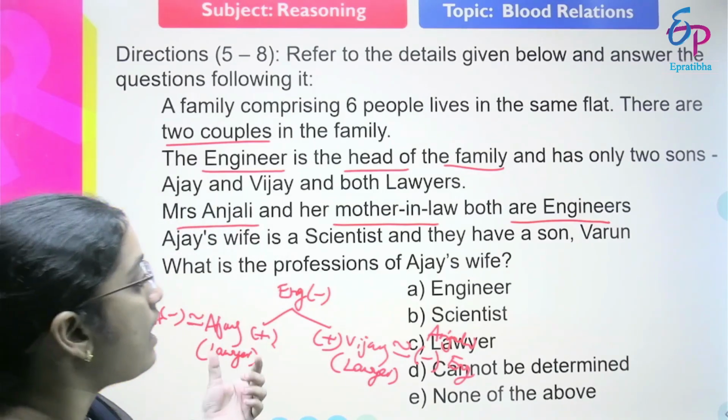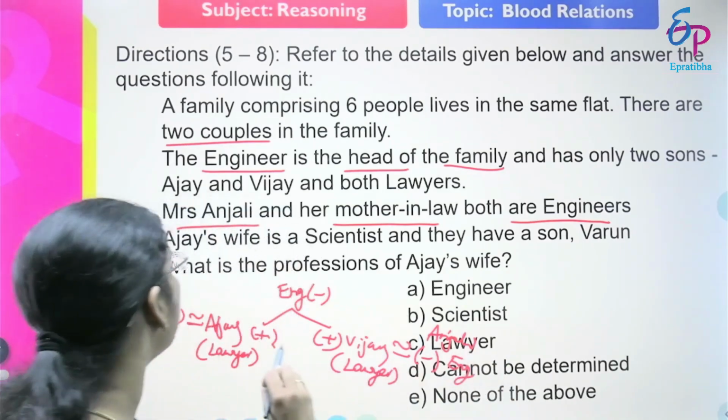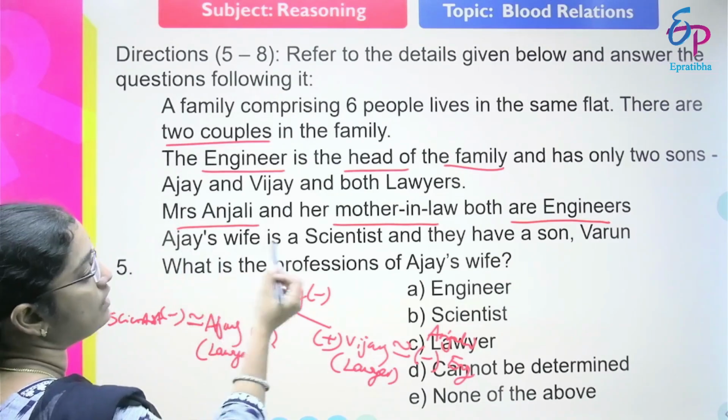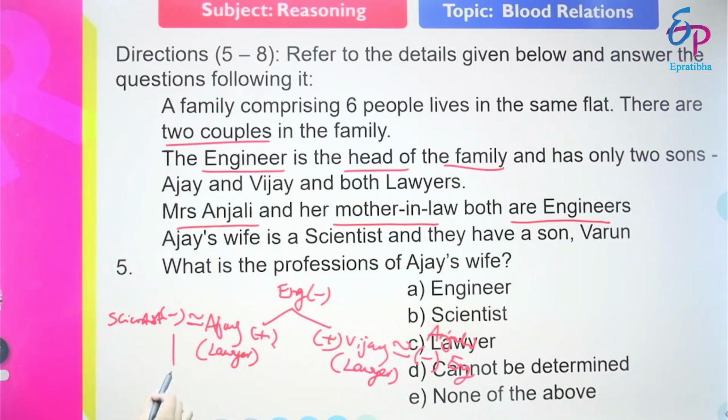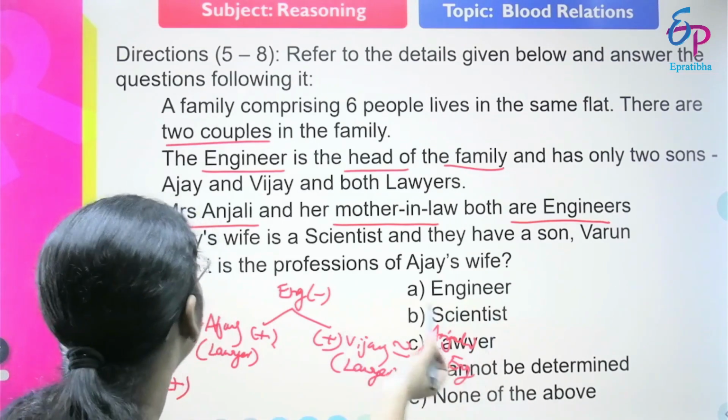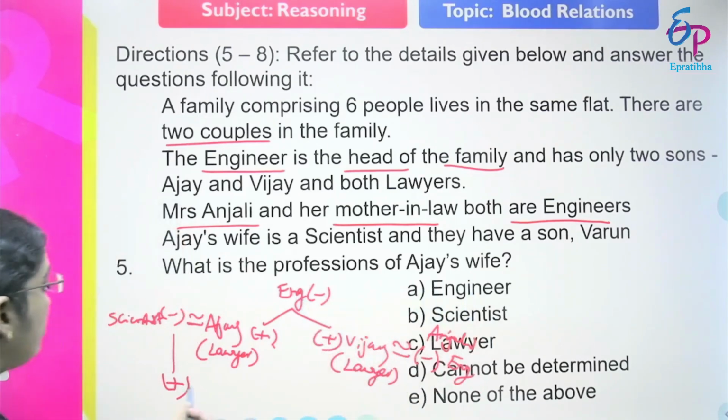Then next one, and they have a son, okay. So here we are having information related to Ajay. Ajay's wife is a scientist and they have a son, plus indication. Then the son's name is Varun, friends. Yes, this is the information.